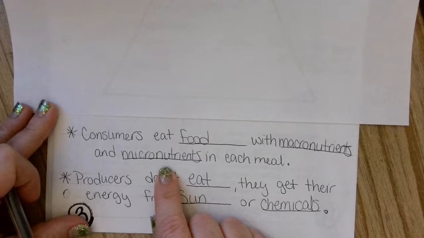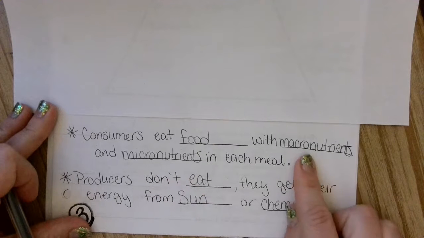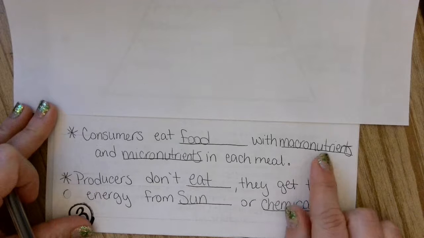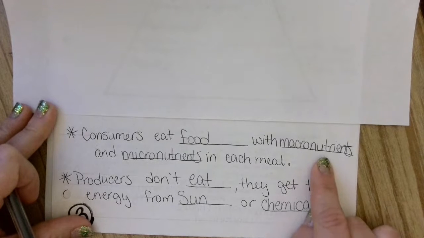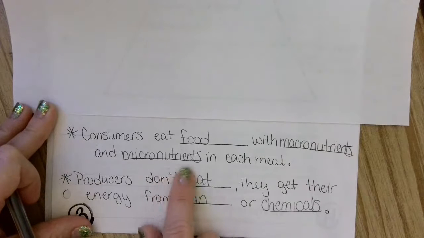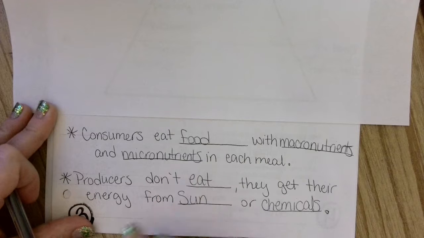I know this is a little over your head as 6th graders, but this will come easier to you the older you get. But again, macronutrients would be the protein, the carbs, the fats. The micronutrients would be the vitamins that you get from each meal.